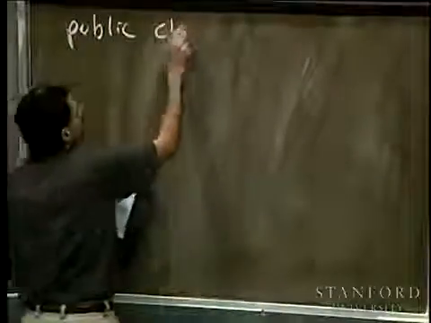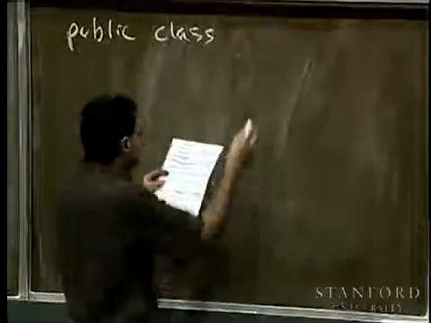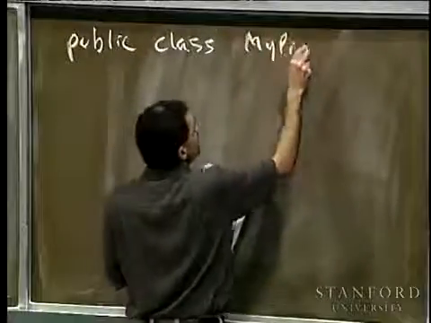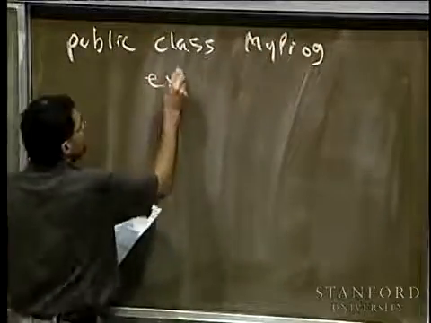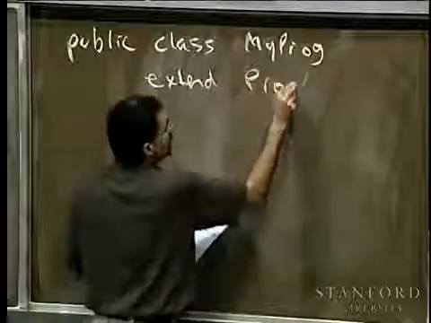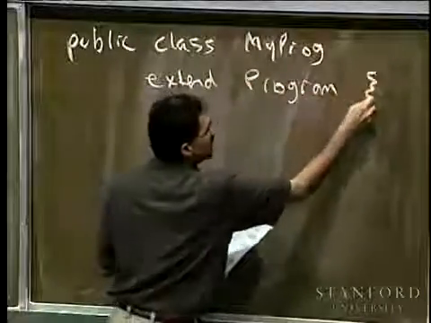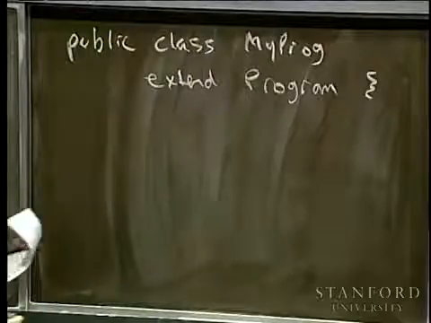Okay? And so the way that would look is you would say something like public class, and then give it the name, whatever name you want. So I'll call this MyProgram. And this is going to extend just the generic Program. It's not going to extend ConsoleProgram or GraphicsProgram. It's just going to extend Program.